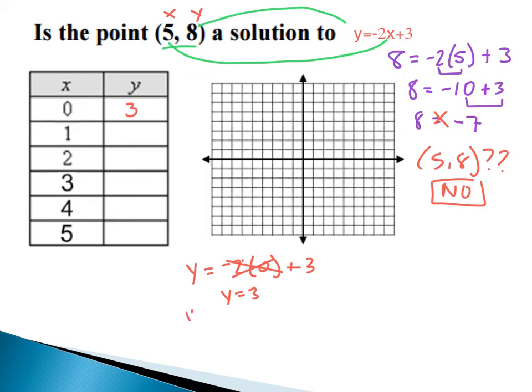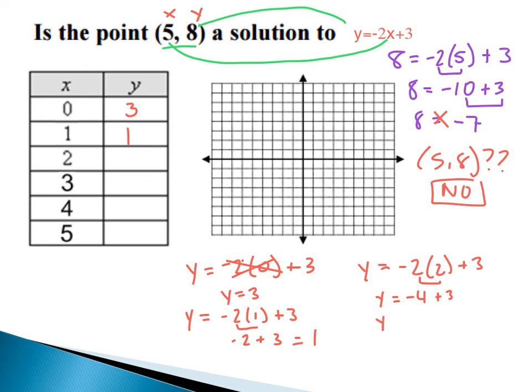Do the next one. When x equals 1, I'm going to plug in negative 2 times 1 plus 3, and let's see what I get. Negative 2 times 1 is negative 2. Add that to 3, and I'm going to get 1. So when x equals 1, y equals 1. I'll show you one more, and then we'll talk about something. The next one is y equals negative 2 times 2 plus 3. So again, I plugged 2 in for x. Multiply these together, I get y equals negative 4 plus 3, and that's going to tell me y equals negative 1.